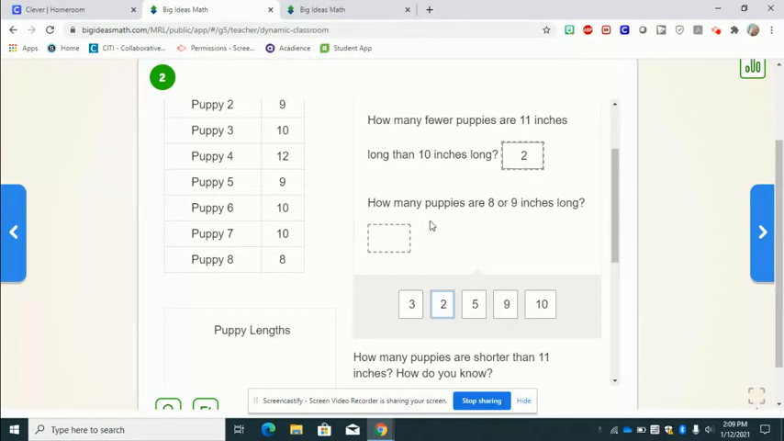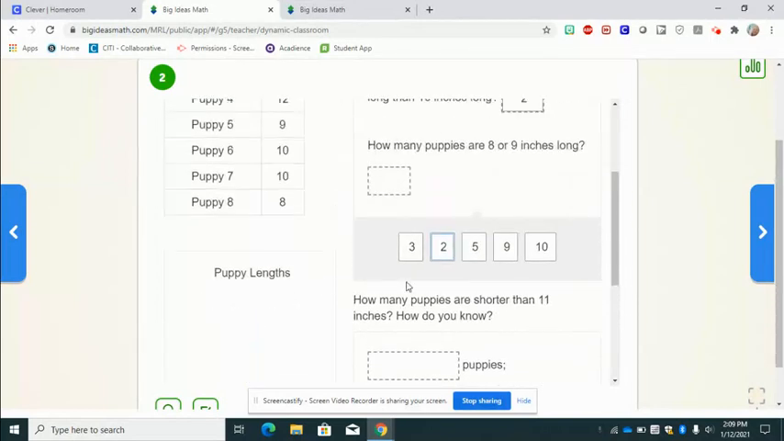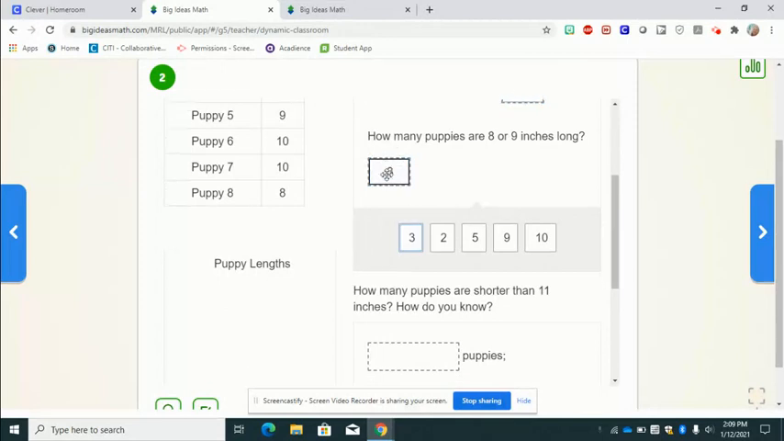All right, the next one says, how many puppies are 8 or 9 inches long? So we're going to look at our number 8 and our number 9, and we're going to count those X's. So number 8 has 1, and number 9 has 2, so 1 and 2 more makes 3. So 3 puppies were 8 or 9 inches long.